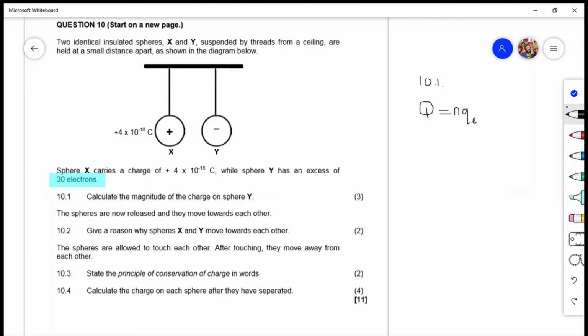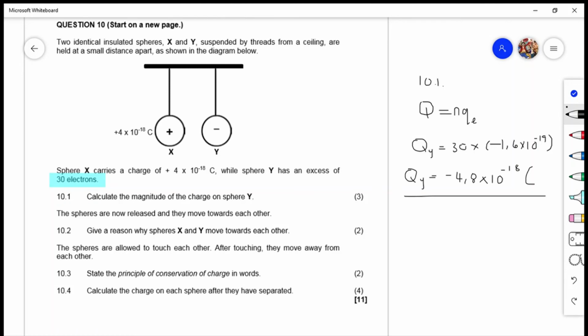So let's calculate the charge on Y, which is then equal to 30 times negative 1.6 times 10 to the power negative 19. Once we put this on our calculator, we then have the charge of sphere Y as negative 4.8 times 10 to the power negative 18 coulombs.